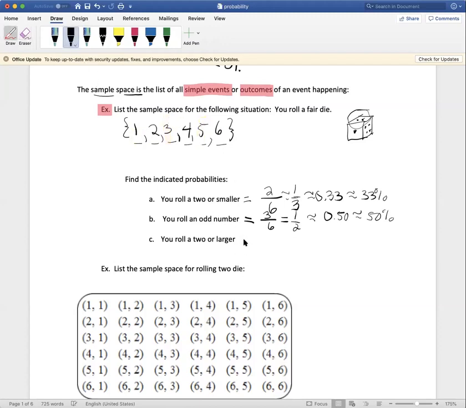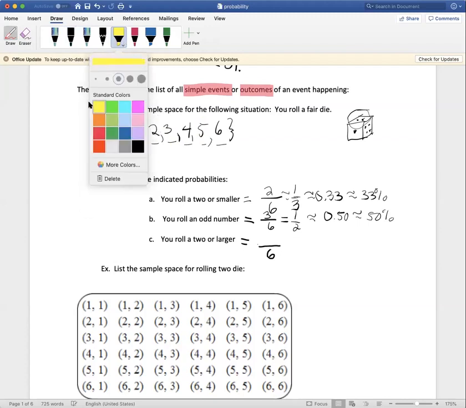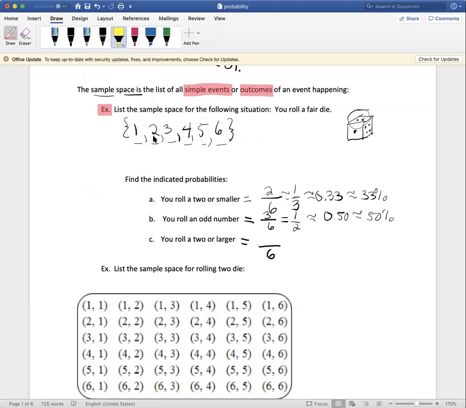And this last example here says, let's find the indicated probability that we roll a 2 or larger. Again, we have a sample space of 6, so I'm going to leave it as my denominator. The probability that we roll a 2 or larger means that we could roll a 2, or larger means 3, 4, 5, or 6. So we have these 5 possibilities out of 6.